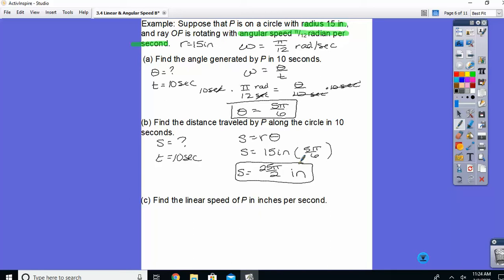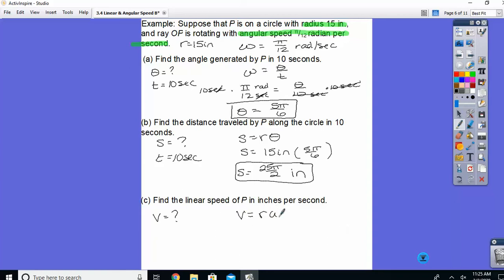Part C, find the linear speed. Linear speed is what variable? V. Of P in inches per second. So, I need V. I can do V equals S over T, or V equals R omega. And it looks like we really could do either of those. We have the information. So do you want to divide or do you want to multiply? Multiply.